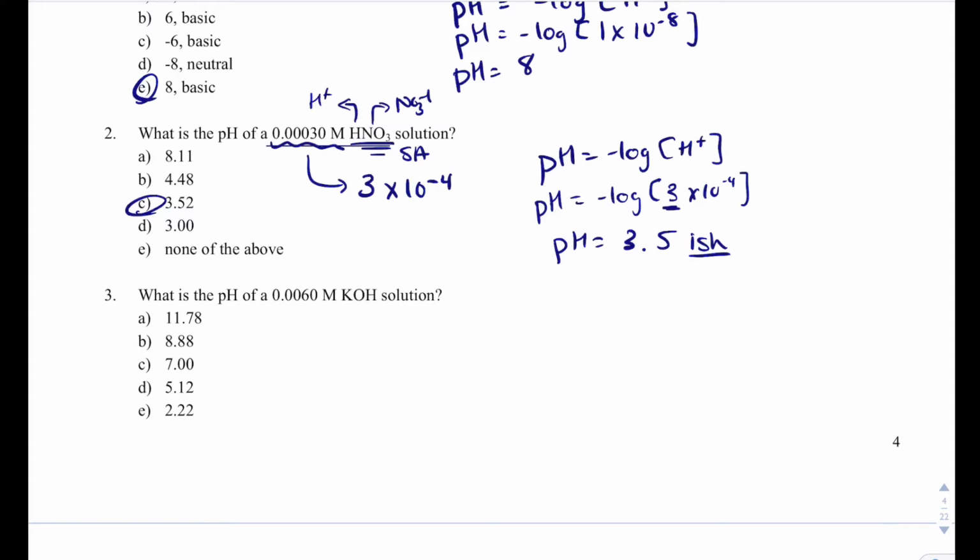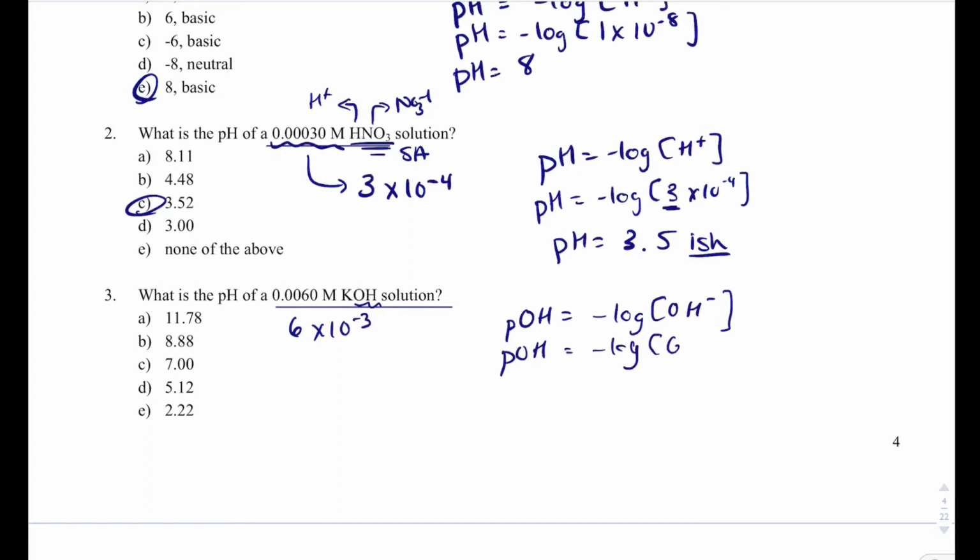Here we're asked to get the pH of potassium hydroxide, the concentration of 0.006, so this is 6 times 10 to the minus third. Well, because it's hydroxide, I need to do the pOH. pOH equals minus log of hydroxide, and so pOH equals minus log of 6 times 10 to the minus third. And so what that means is that this pOH is going to be 2 point something-ish, and probably that's 2.22.